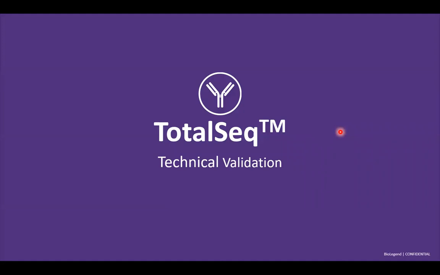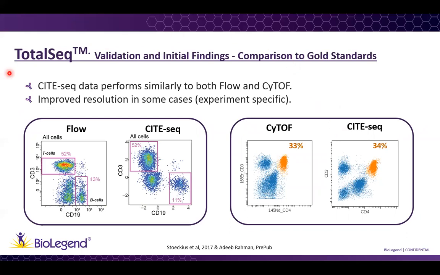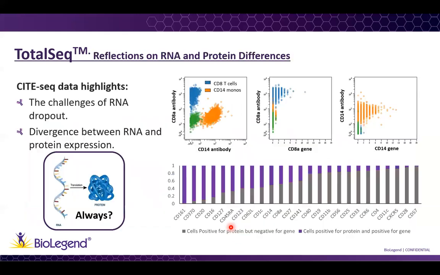Now let's move into some technical validations. In this slide, what I want to show you is the analysis of surface proteins in human cells when using CITE-seq in comparison to flow and CyTOF, two gold standards for surface protein analysis. In this first comparison, you can appreciate the expression of CD19 and CD3 when using flow and CITE-seq antibodies. In this second example, you can see the expression of CD4 and CD3 comparing CyTOF and CITE-seq. As you can see in both comparisons, CITE-seq antibodies provide a similar or even improved resolution of the cell populations. This demonstrates that CITE-seq antibodies are as efficient as those used in the gold standards.